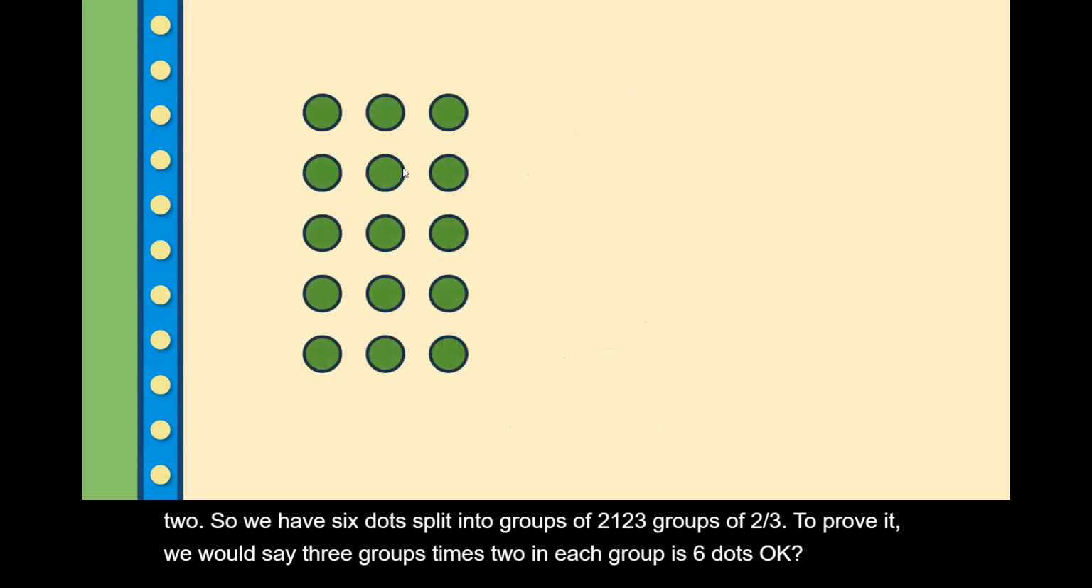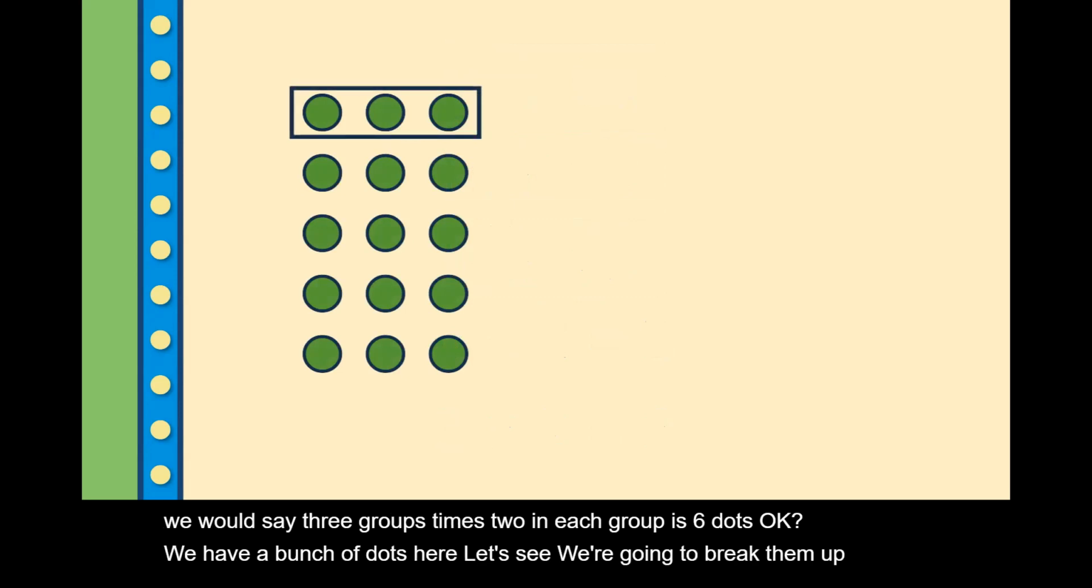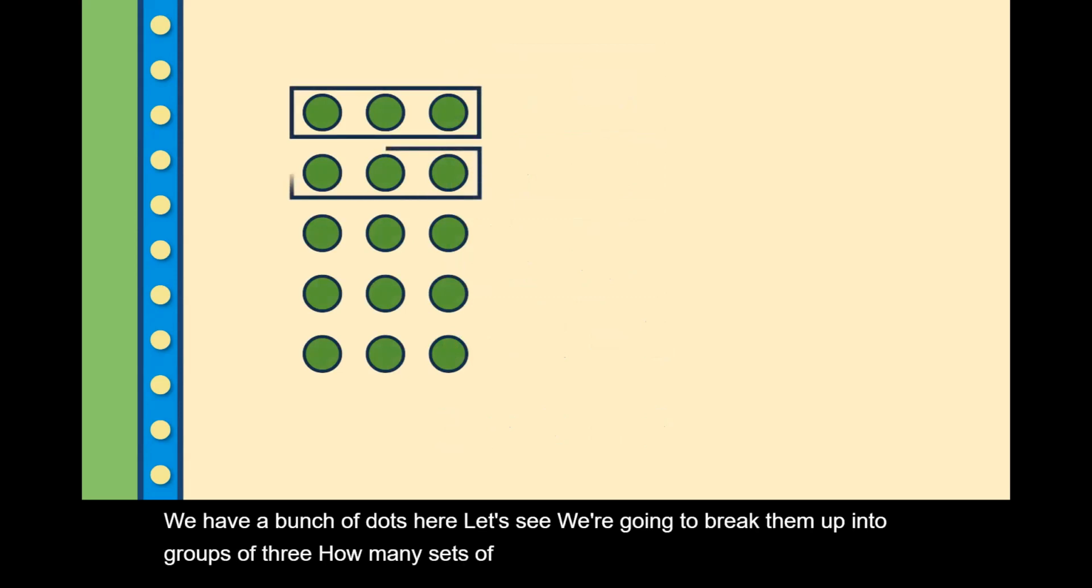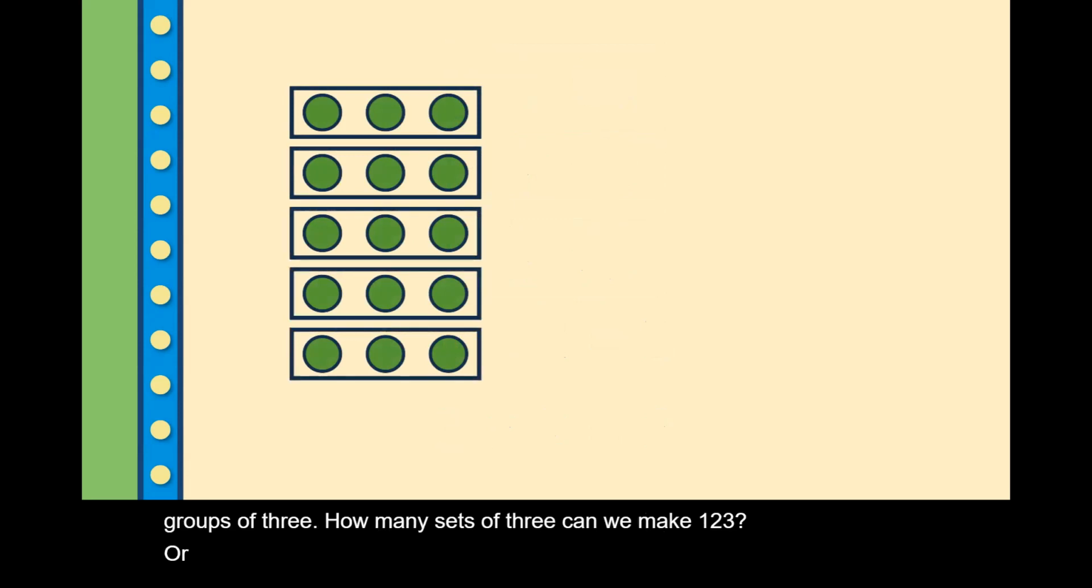Now we have a bunch of dots here. Let's see, we're gonna break them up into groups of 3. How many sets of 3 can we make? 1, 2, 3, 4, 5 sets of 3.